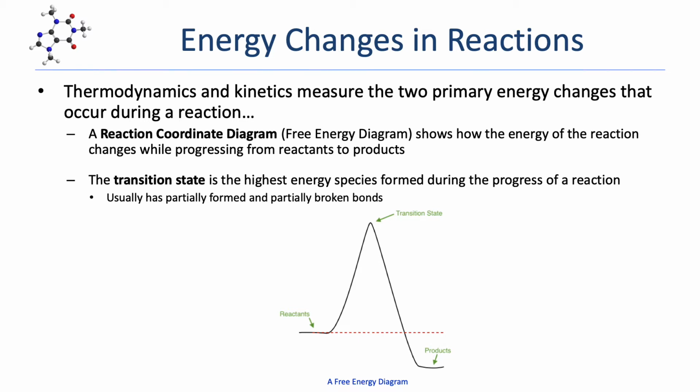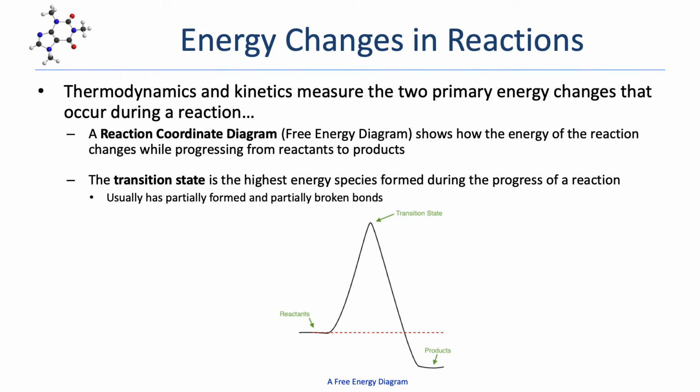So here I have a simple free energy diagram. You can see that on the left, we have our reactants, and on the far right, we have our products. So the horizontal axis is representing the progress of the reaction as the reactants transform into those products. And there are an infinite number of microscopic changes that occur during that process as bonds are forming and being broken. The vertical axis represents the energy that's changing during those transformations.